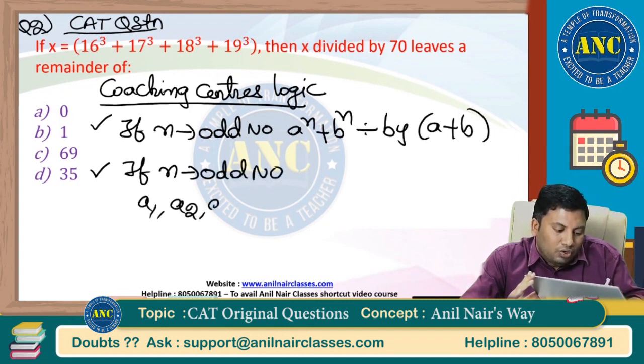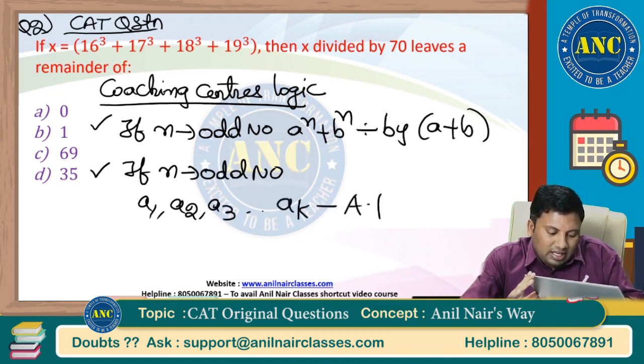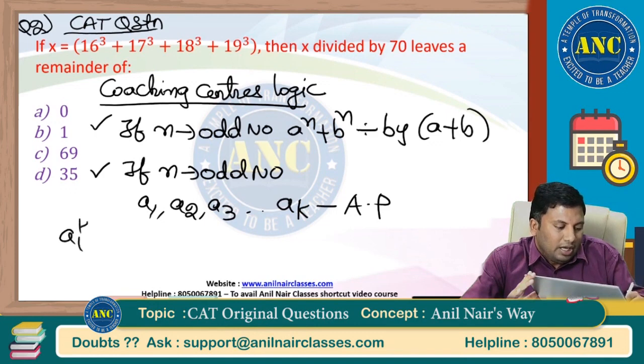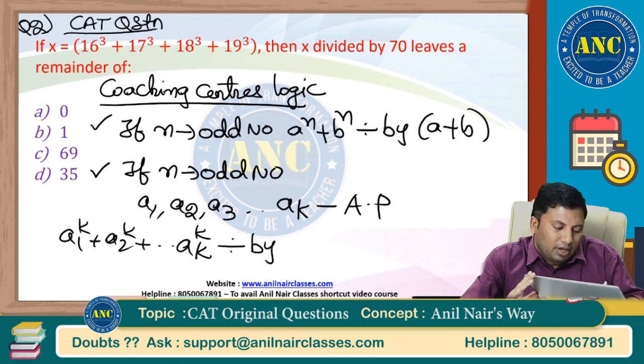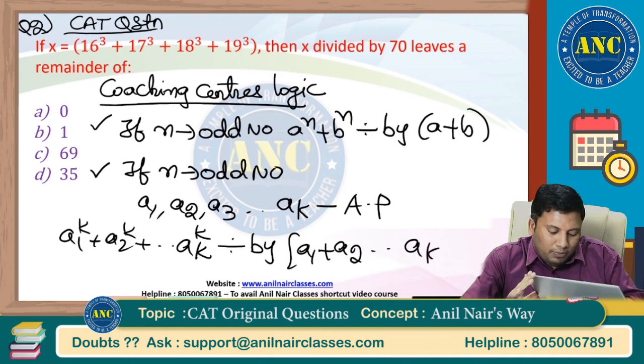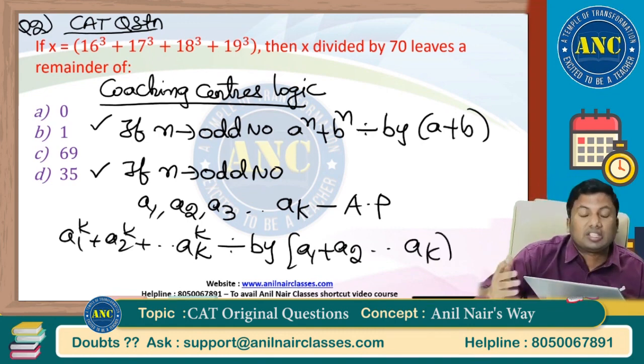A1, A2, A3 and so on up to AK, if the series is in AP, then A1 power n, A2 power n, up to AK power n sum is divisible by A1 plus A2 and so on up to AK. If you know this, it is good.